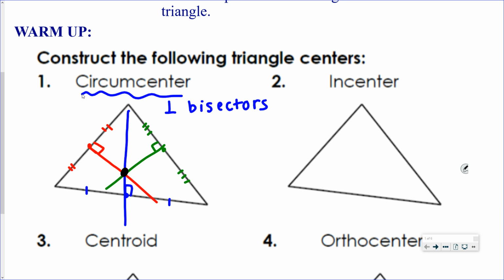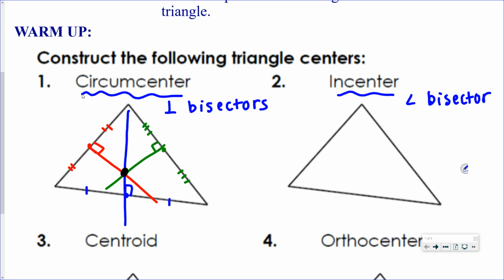Good, good, good. Okay, moving on to incenter. That's an intersection of what? That's orthocenter. Yes, so. Somebody other than Tyson. Jessa. Angle bisectors. Angle bisectors. Okay.